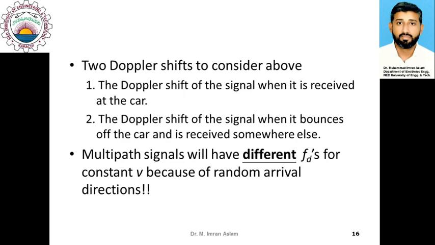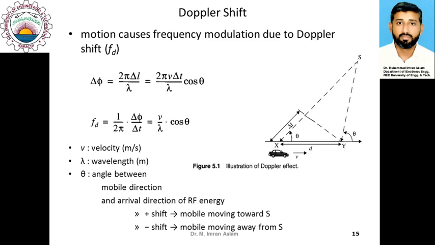So in that case, the multipath signals also have certain Doppler shifts associated with them, because the signals are coming after bouncing from different objects which are in motion. So you would see that there will be different Doppler shifts associated with each of the multipath components. So this is the discussion related to the Doppler shift.